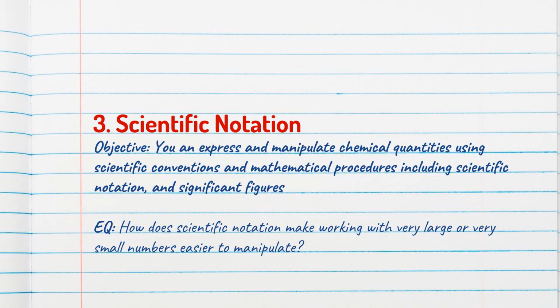In this mini lesson, we're going to look at what scientific notation is. Your objective is that you can express and manipulate chemical quantities and scientific numbers using scientific conversions and mathematical procedures, including scientific notation and significant figures. The question for this process is, how does scientific notation make working with very large or very small numbers much easier to manipulate?